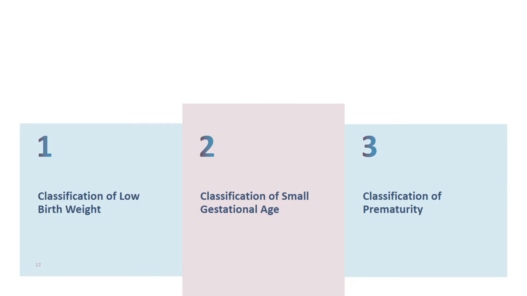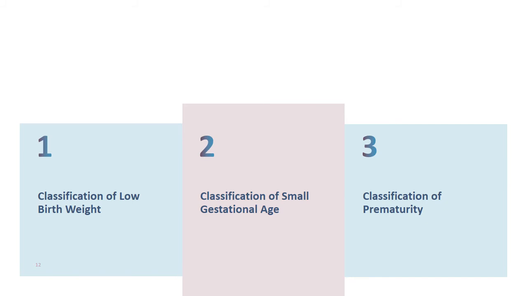SGA, the classification, means that the weight of the child is smaller than expected for its gender and gestation. So with reference to my previous example about boys versus girl children, you would expect a boy, for example, at term to be 5 pounds, but if he's born at 4 pounds, but also within the correct term, so about 38 weeks, 39 weeks, then you'd consider him small for his gestational age as well as being low birth weight.